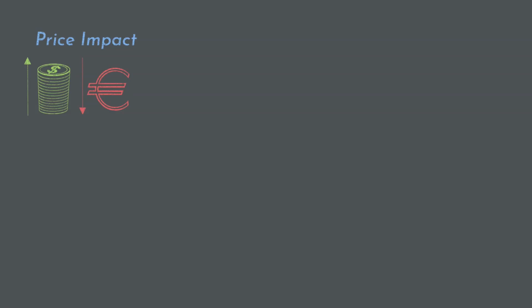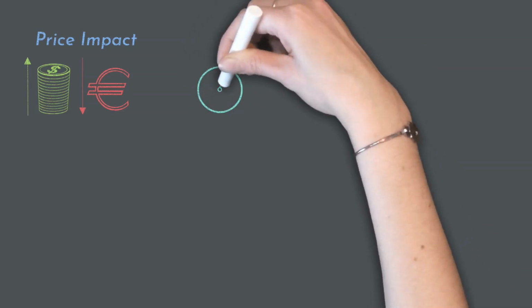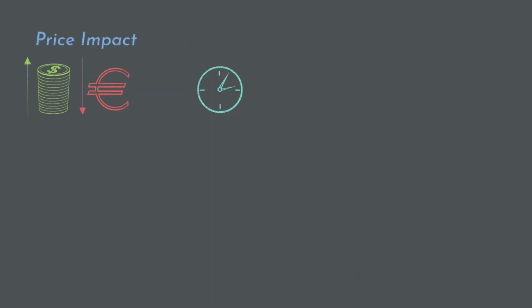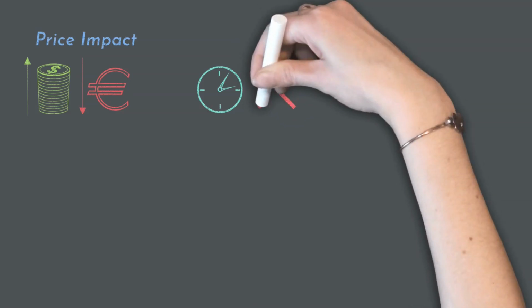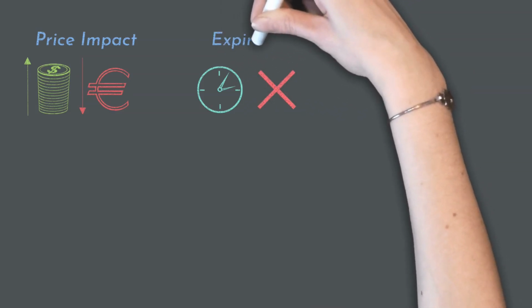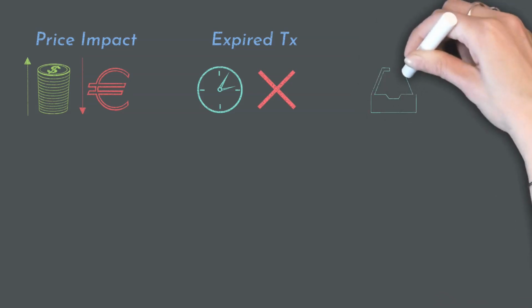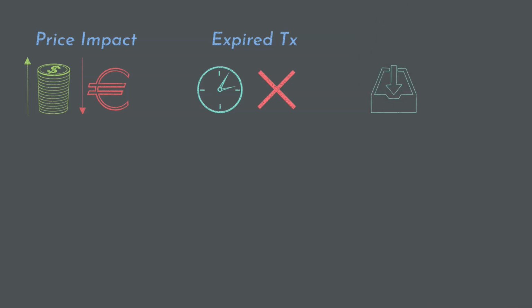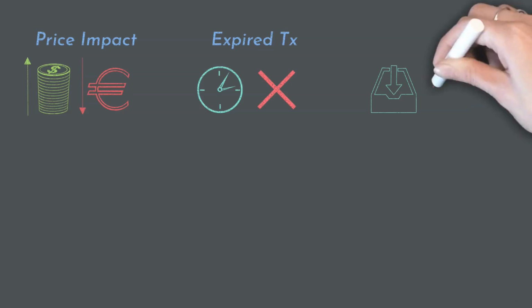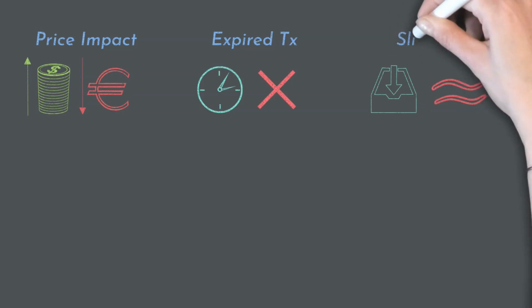What happens if your transaction takes too long to execute? One of the functional parameters a user must set when executing a swap is the deadline. If your transaction is executed after the deadline, the swap is automatically cancelled, and that's called an expired transaction. But why might a swap not execute at the expected price? When you submit a swap, it sits in the mempool until picked by a validator. During that time, prices may shift, and that's what we call slippage.